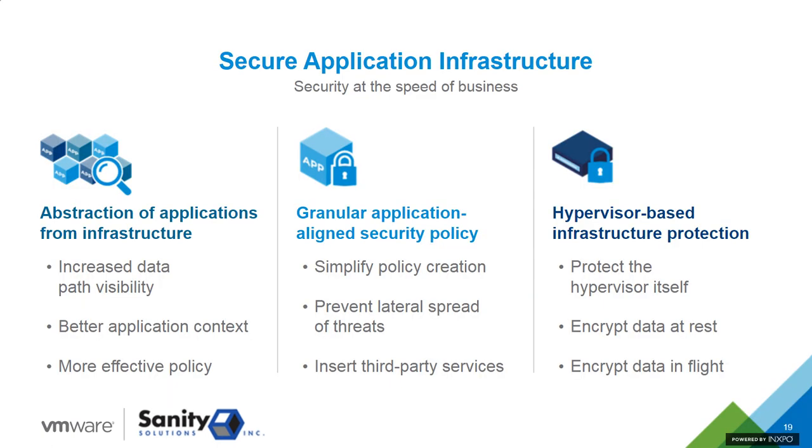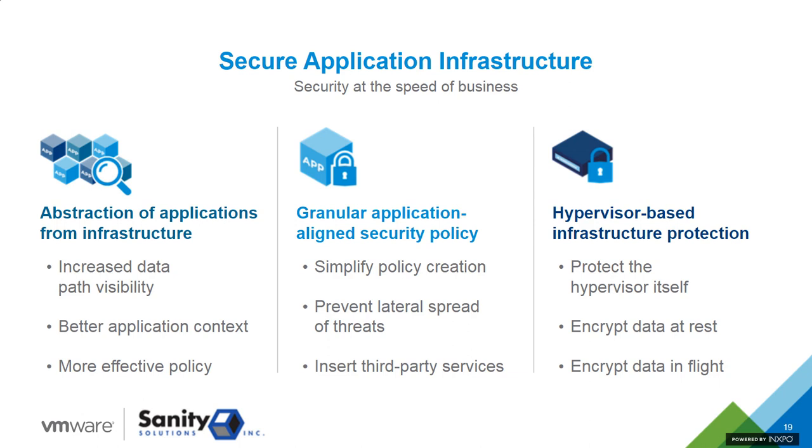So we've covered a lot in a very short period of time, and we appreciate the time and the attention you guys have given us here today. We talked from a solution standpoint about abstraction being the key to securing your applications and infrastructure. And the key reasons for that are increasing visibility and context, and then creating more effective policies within our data center for security.